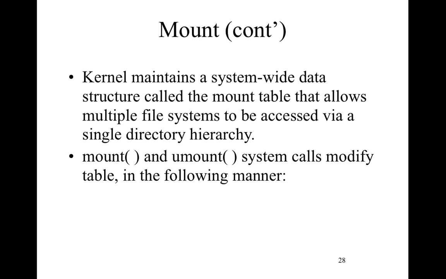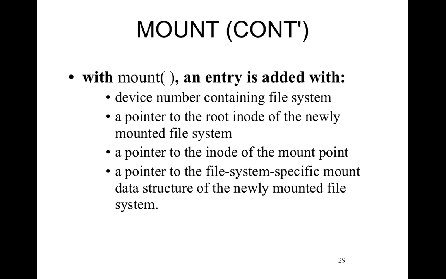Alright, so the kernel maintains a system-wide data structure called the mount table. It's another data structure that the kernel has to keep track of which devices are mounted, where they are in the mounting system, and the hierarchy of the inodes. Multiple file systems can be accessed via the single directory hierarchy. We have mount and unmount system calls that are used.